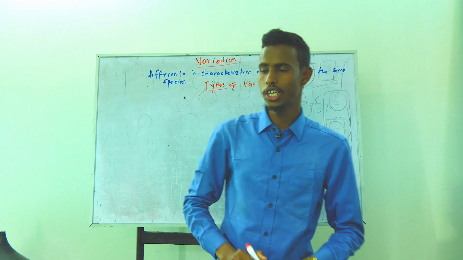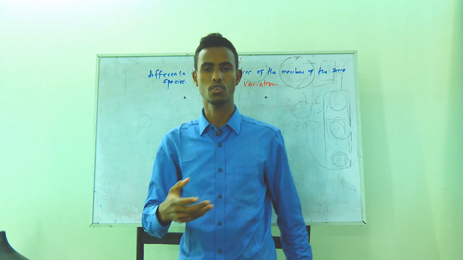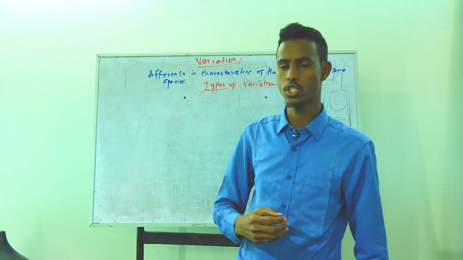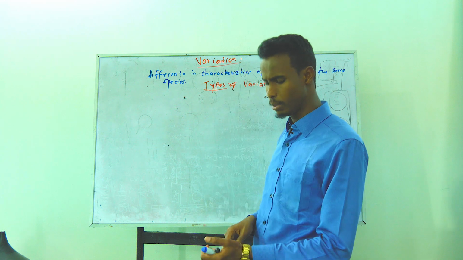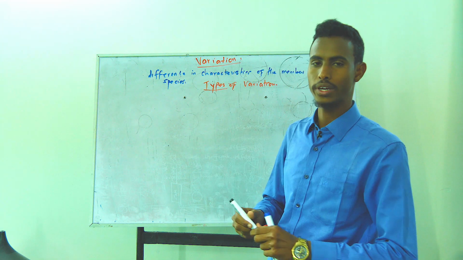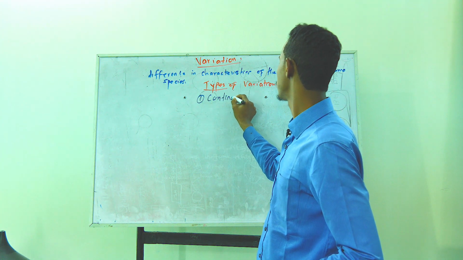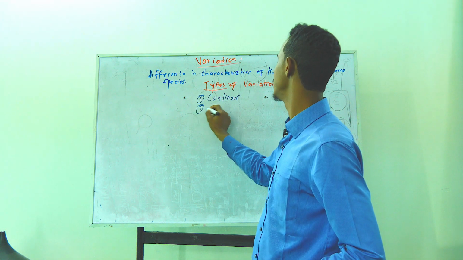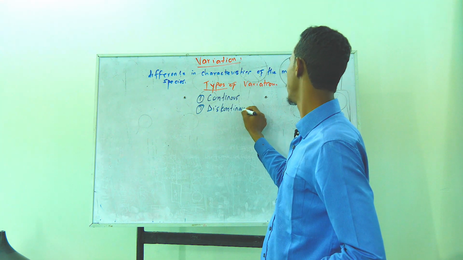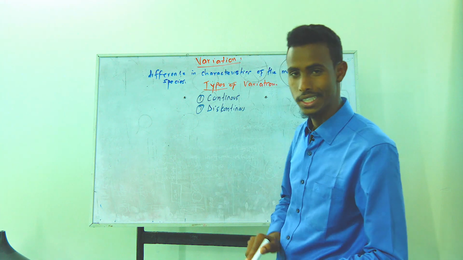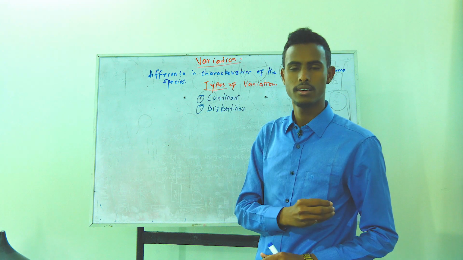Having said variation is the differences in the characteristics of the members of the same species, it is of great concern that we discuss the types of variation. Basically, we have two types of variation: continuous variation and discontinuous variation. Now, let's start with the first one, which is called continuous variation.